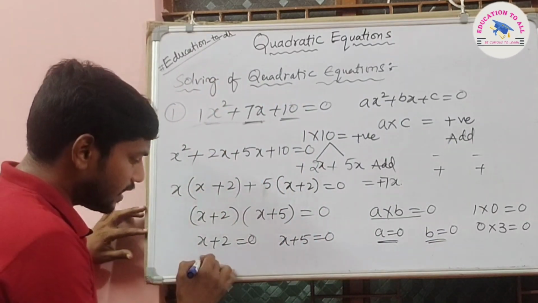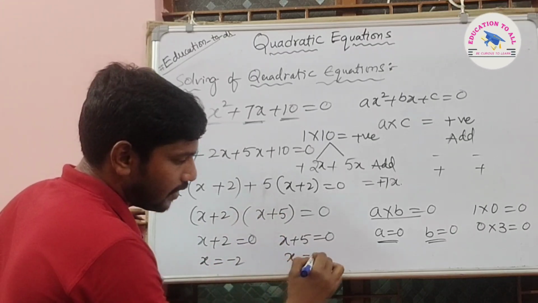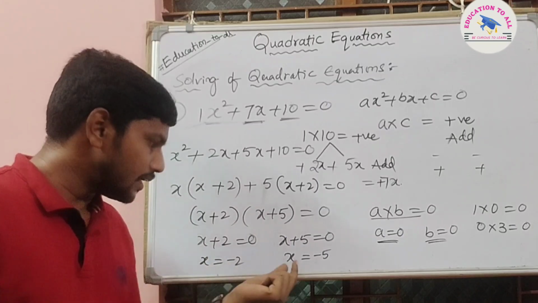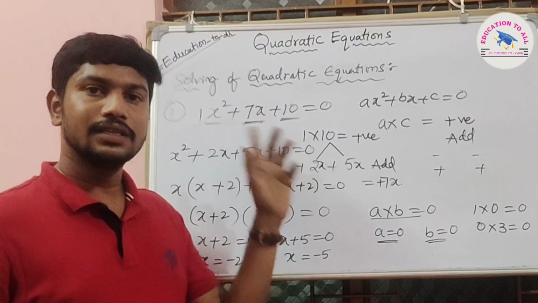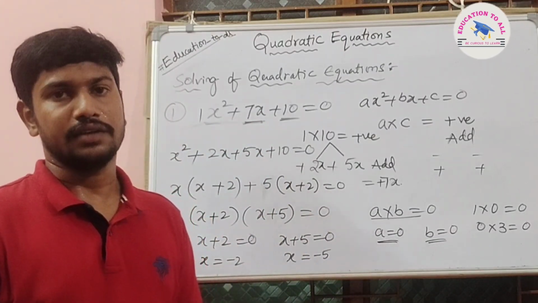From this, x is equal to what? We'll get minus 2. Here, we'll get minus 5. So x is equal to minus 2 and x is equal to minus 5 are called the zeros of the quadratic equation, or solutions of the quadratic equation, or roots of the quadratic equation.